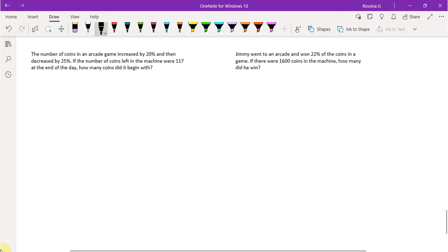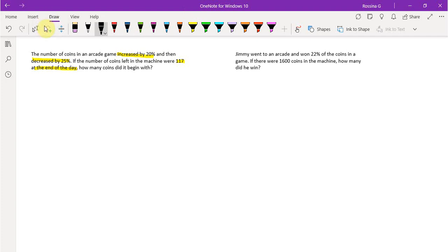Okay, there's a lot going on here. A couple key words I want to emphasize here are increased by 20%, then decreased by 25%. Also important is how much we were left with at the end of the day. Let's just jump right into the shortcut of how we do this.